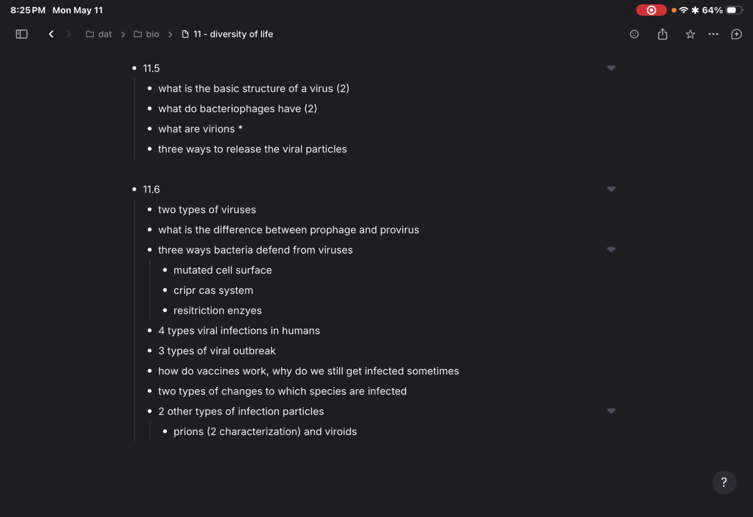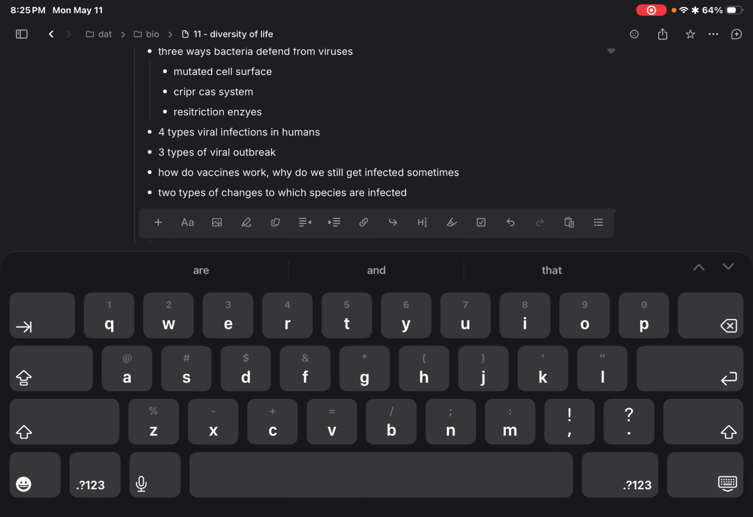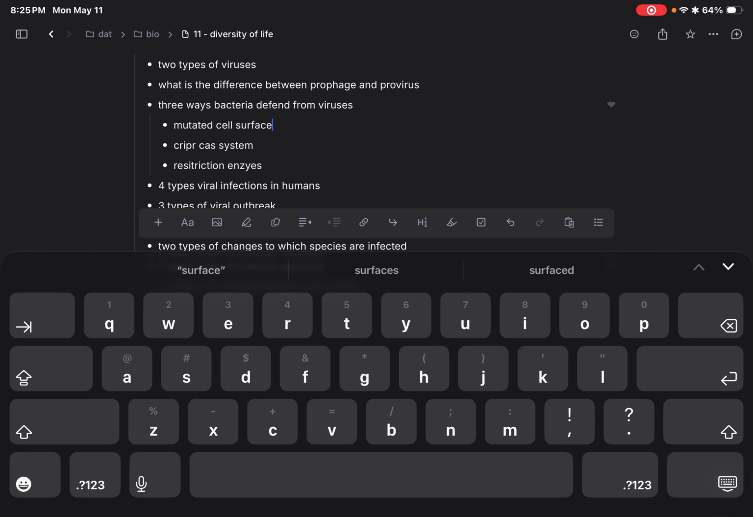3 types of viral outbreak. Well, there's pandemic, epidemic. So pandemic is like a worldwide thing. Epidemic is within a population. And then there's endemic, which is like a very small, I would say, endemic. I don't really remember that one. Okay, honestly, I don't fully remember these ones, so let's come back to them at the very end to review them.